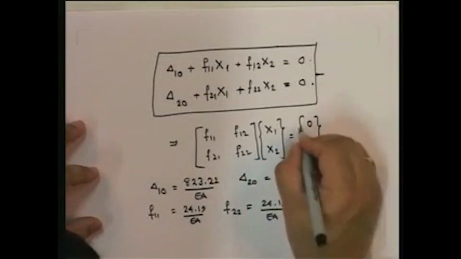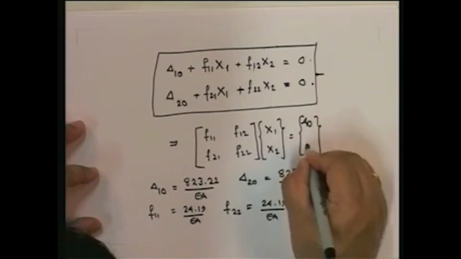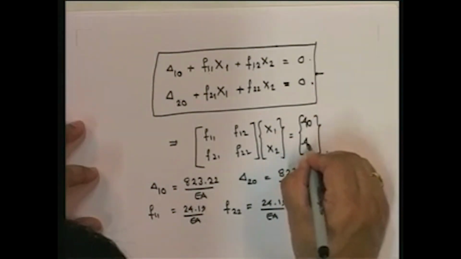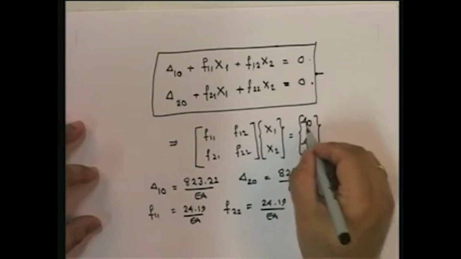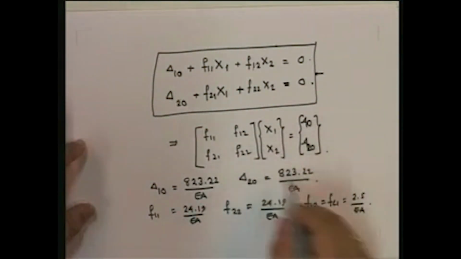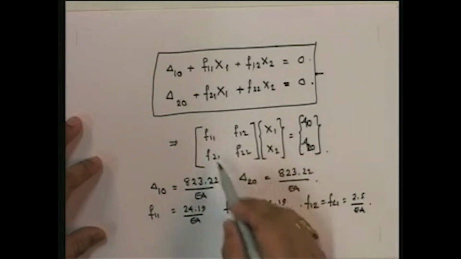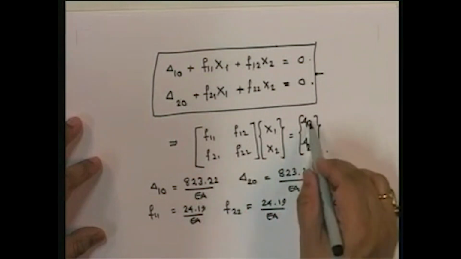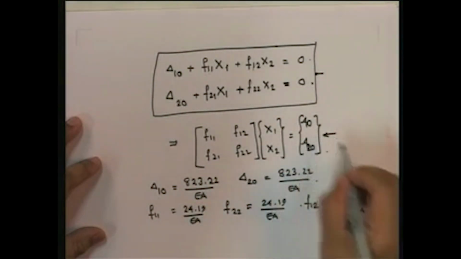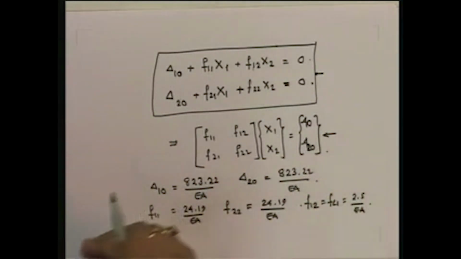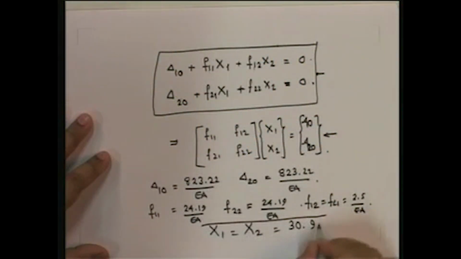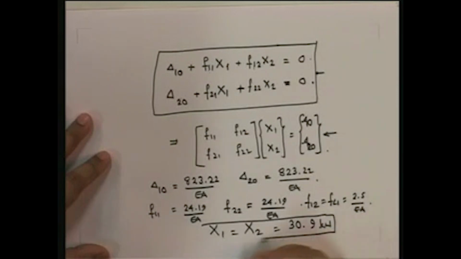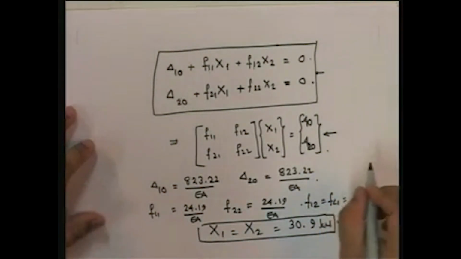This is not equal to 0, this is equal to minus delta 10 and minus delta 20. These terms come in here. So this is the equation. Here I know F11, F12, F21, F22. I know delta 10 and delta 20, and I can solve these equations for x1 and x2. I'll actually write down the values of x1 and x2 for you, and they turn out to be x1 equal to x2 equal to 30.9 kilonewtons.